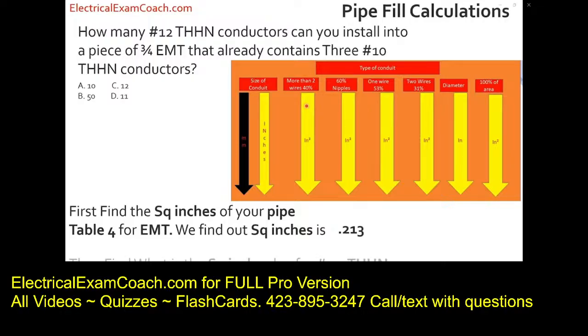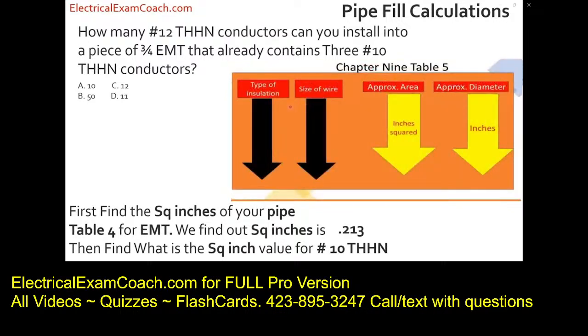Now we need to find what we already have, which is the number 10s. We're going to head over to Chapter 9, Table 5, and when we get there, we start on the left-hand side and find our type of insulation. We cross over and find our size of wire. Then once we find that, we cross over to the approximate area. Each individual number 10 is 0.0211 square inches.